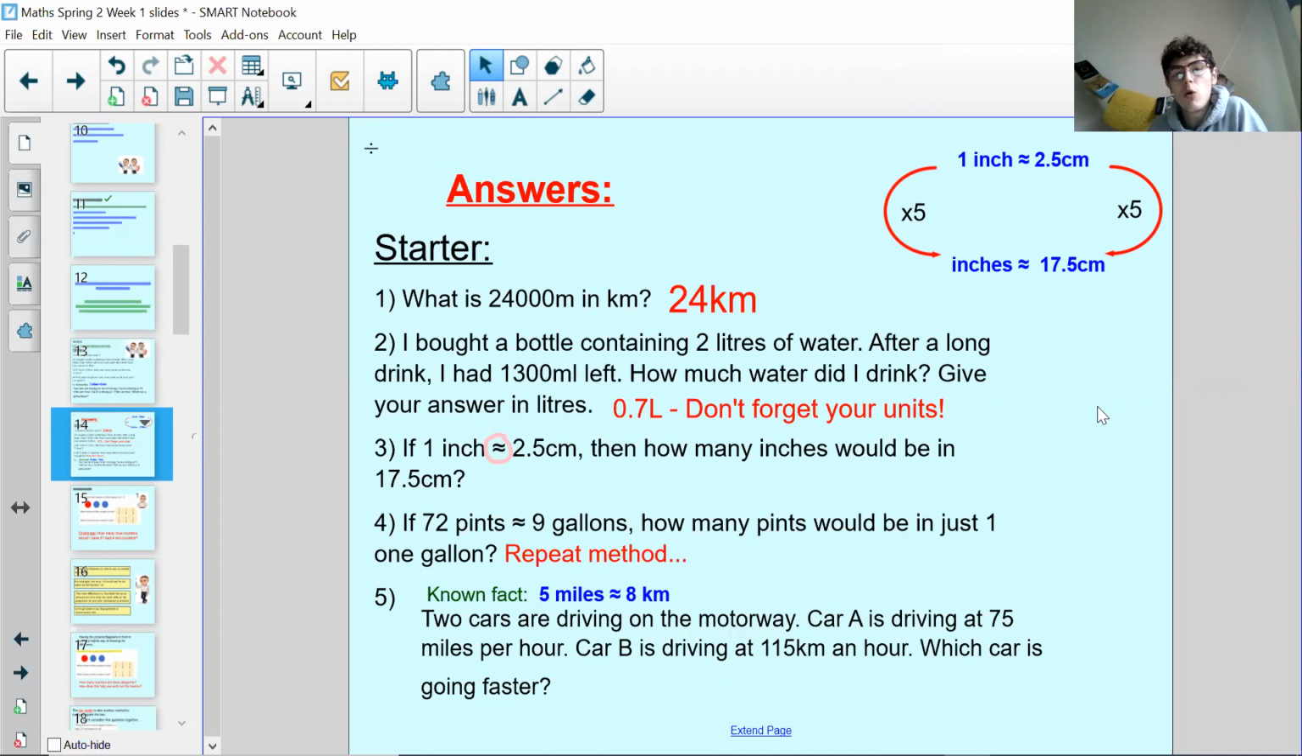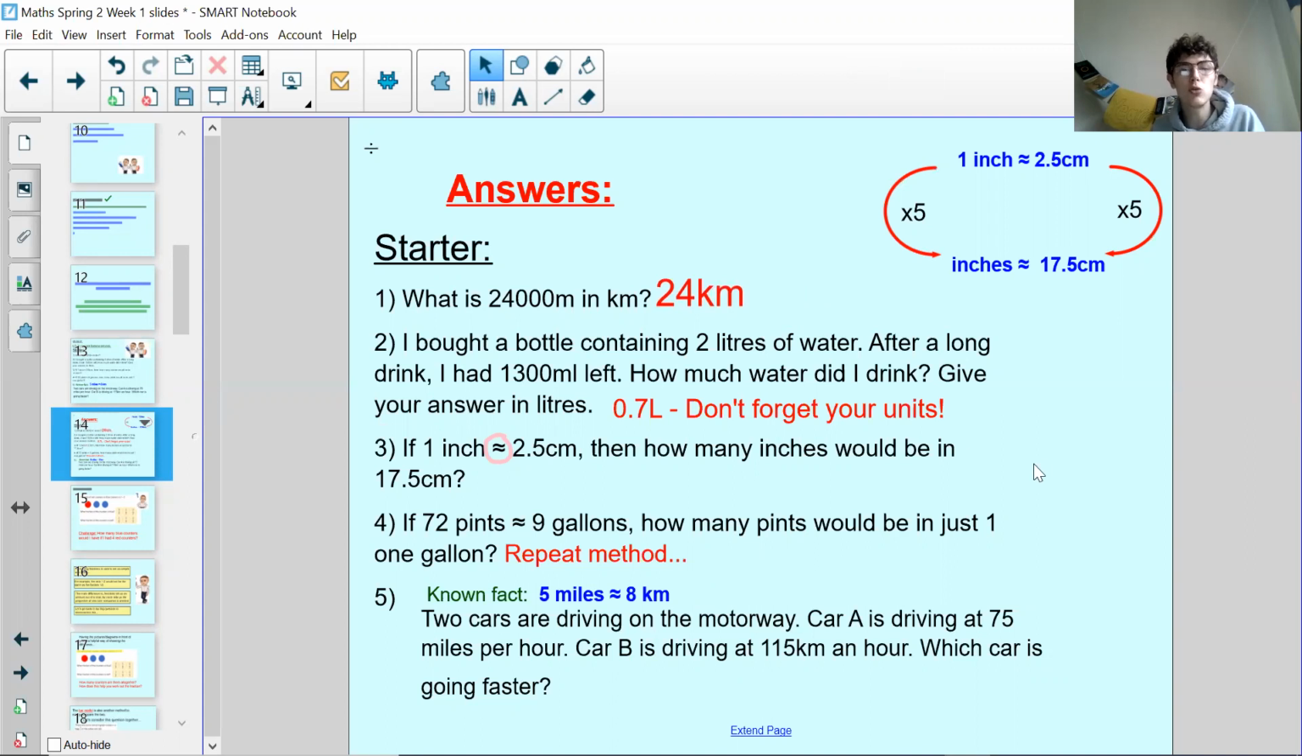So number 1, what is 24,000 meters in kilometers? And your answer is 24 kilometers, not 24,000 kilometers. So we should know that 1,000 meters is in 1 kilometer. So we're going to do 24,000 divided by 1,000, which gives us the answer of 24 kilometers. If you do need support in these types of questions, remember that you've got your conversion fact sheets given to you by Miss J last week, okay?